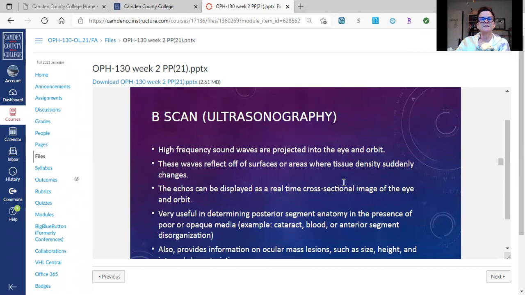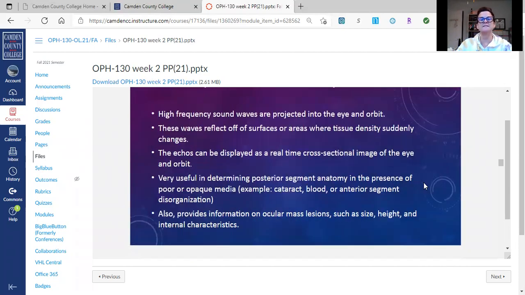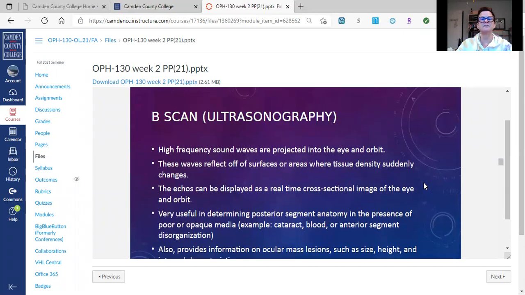We can also do a B scan. B scan is like an ultrasound, or it is an ultrasound. It's high frequency sound waves that are projected into the eye in the orbit, and the waves reflect off of surfaces or areas where the tissue density suddenly changes. The echoes can be displayed as real-time cross-sectional images of the eye in orbit. It's very useful in determining posterior segment anatomy in the presence of poor opaque media, and it also provides information on ocular mass lesions such as size, height, and internal characteristics.